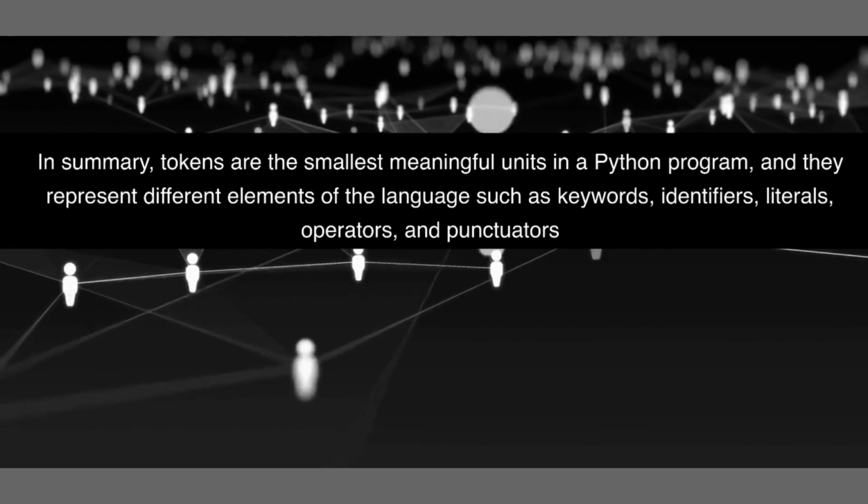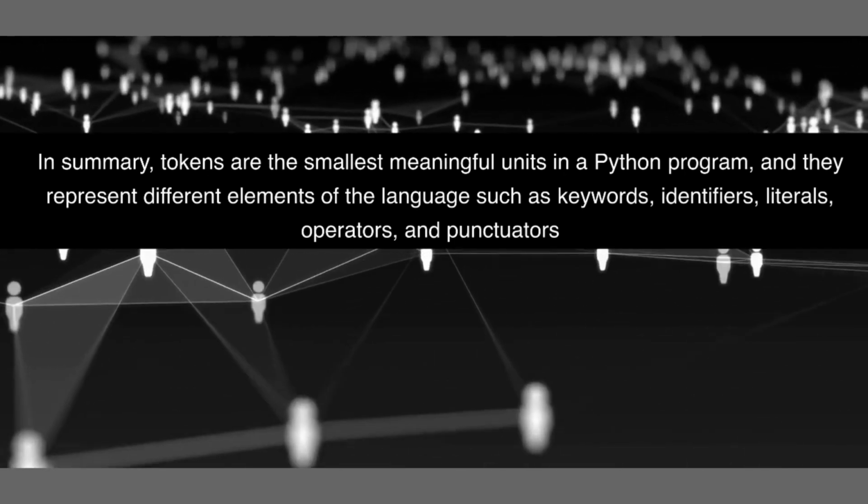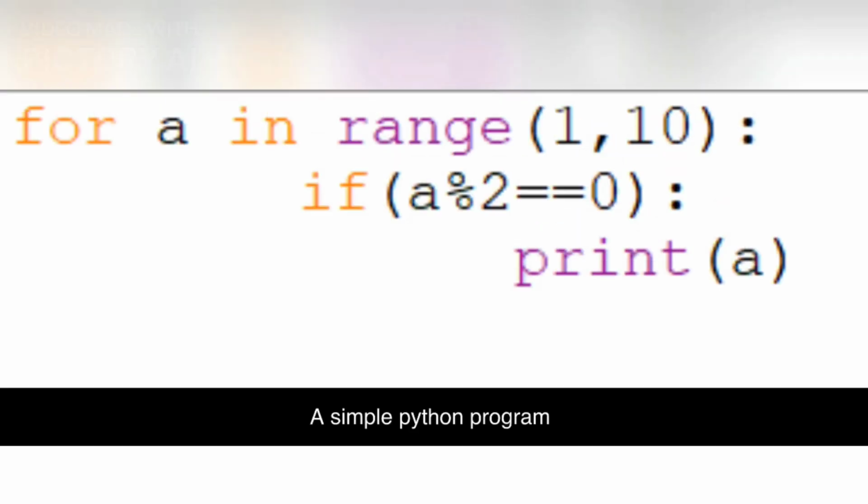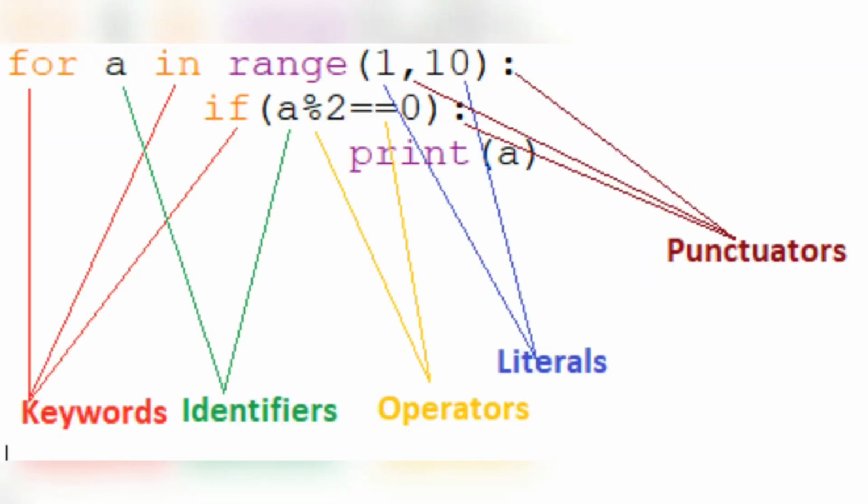Now I will show you different types of tokens through a program. In this program, for, in, if, these are special names. So we can say these are keywords. A is a variable, so we can say A is an identifier. Now mod sign, double equal sign, these are operators. And values like 1, 10, these are literals.